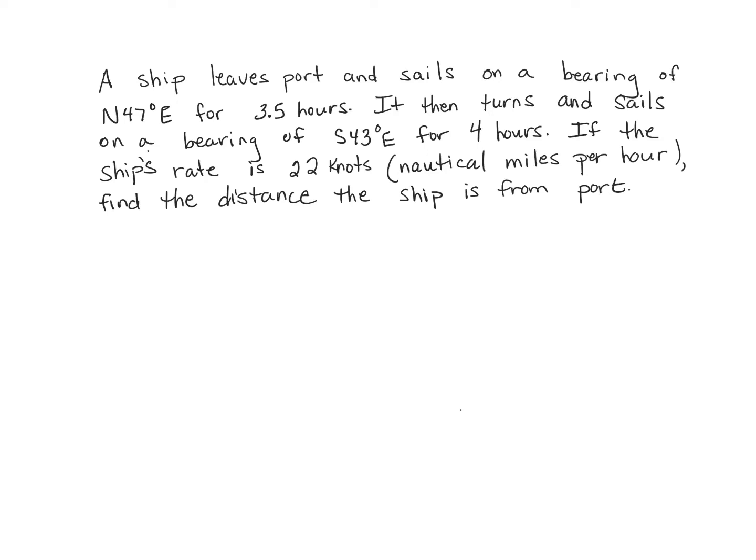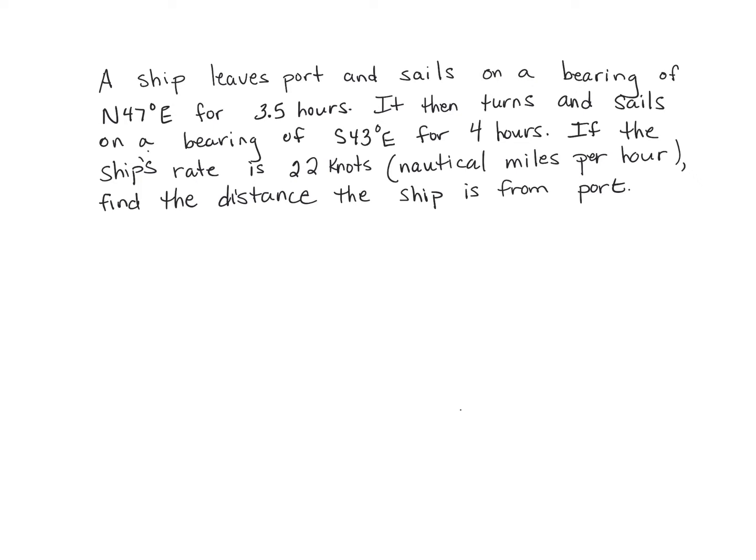So I've had a couple questions about the flying distance example in section 1.10, so I decided to make a video. For this example, we have a ship that leaves port and sails on a bearing of north 47 degrees east for 3.5 hours. It then turns and sails on a bearing of south 43 degrees east for 4 hours. If the ship's rate is 22 knots, nautical miles per hour, find the distance the ship is from port.